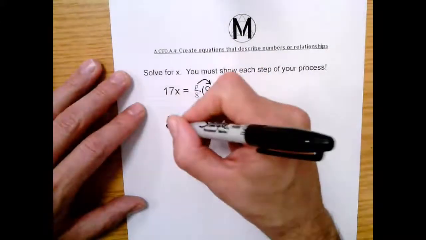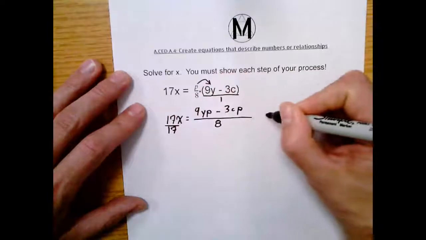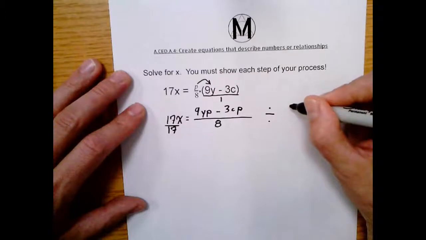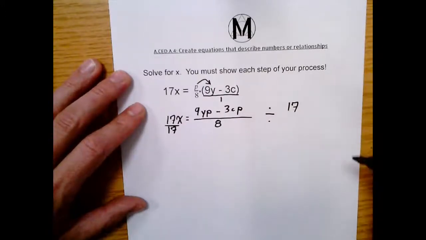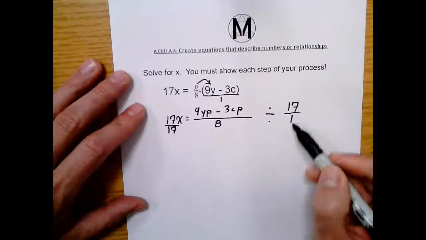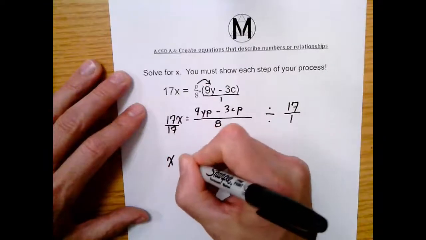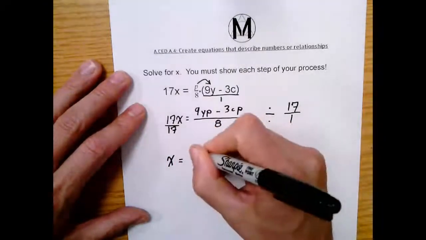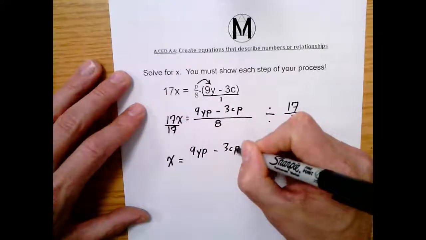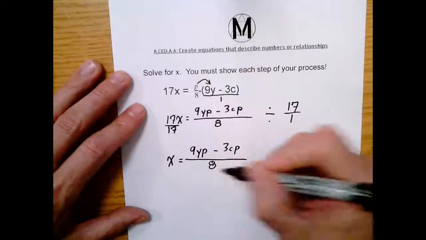So I'm going to divide this side by 17, and I'm going to divide this side by 17. You see how I wrote it horizontally? And I'll put this over 1 because we're dealing with fractions. Remember, 17 over 1 is the same as 17. So now we have x equals 9yp minus 3cp all over 8.